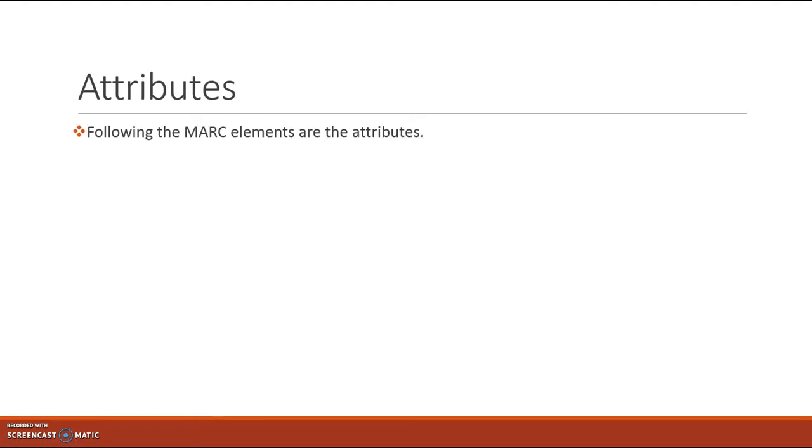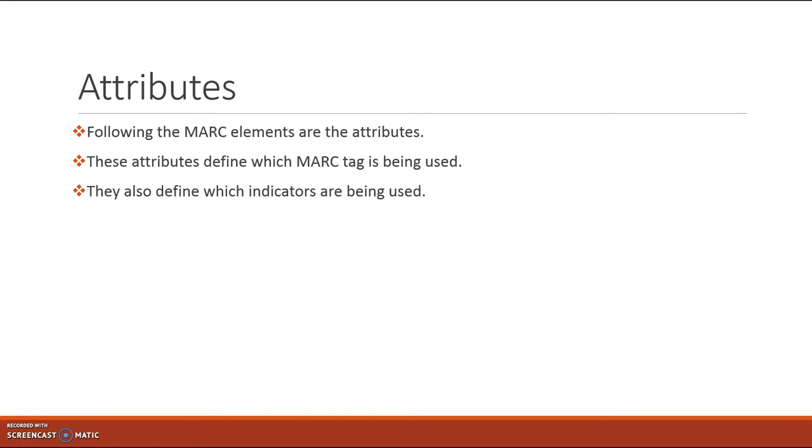As we just saw, MARC elements have attributes. These attributes define which MARC tag is being used. They also define which indicators are being used. Subfields can also have attributes that are describing delimiters. Those are the subfields, like we saw the volume number and the editor and resource format and so on.